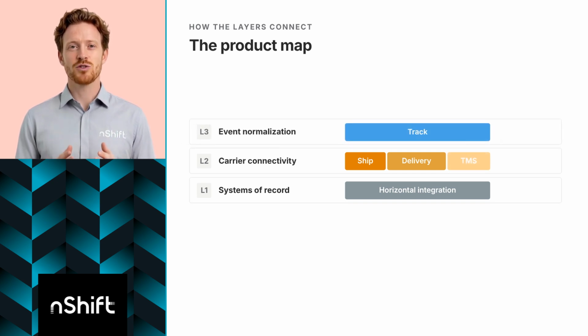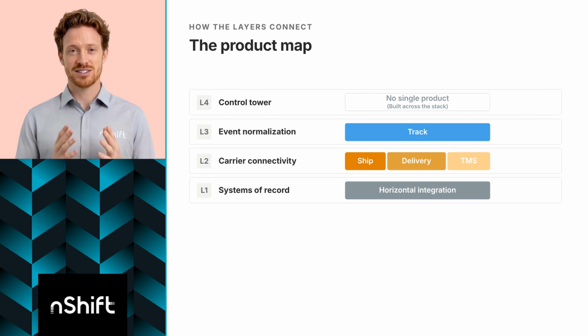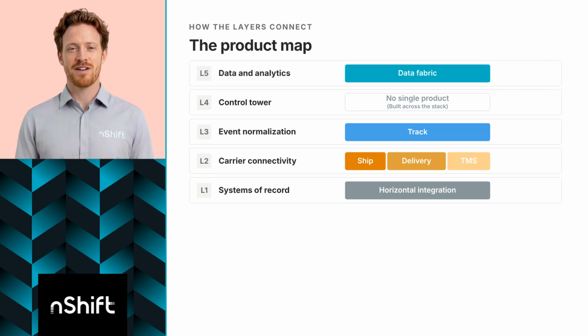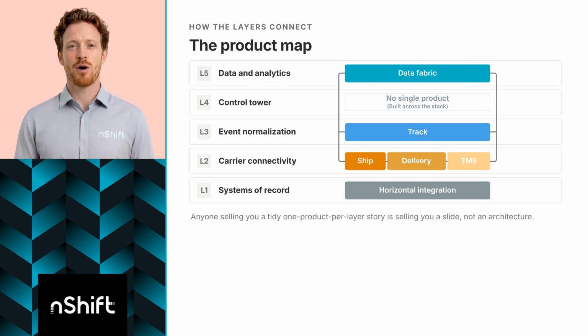Layer 3, event normalization, is nShift Track, which handles carrier tracking events and POD evidence, normalized into a consistent schema across the carrier network. This is the layer that lets you ask, "Show me everything delivered yesterday," and get a meaningful answer regardless of which carrier handled which parcel. Layer 4, the control tower, has no single product. The capability is built across Track, the integration layer, and the customer's own tooling. Layer 5 is nShift Data Fabric, where Track and Ship data converge into a unified model. Anyone selling you a tidy one product per layer story is selling you a slide, not an architecture.